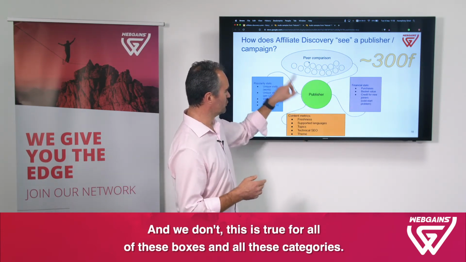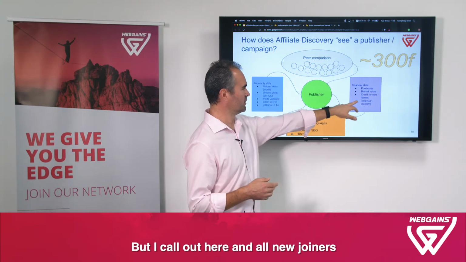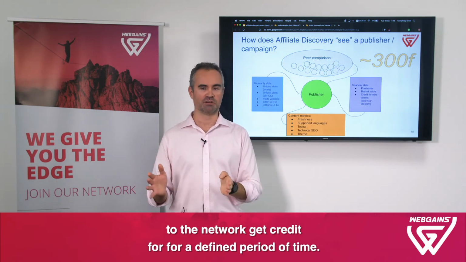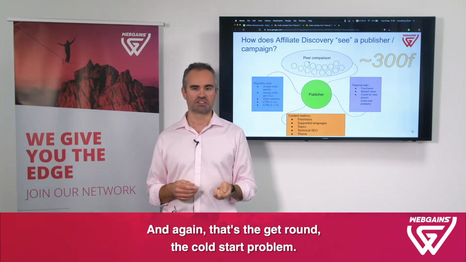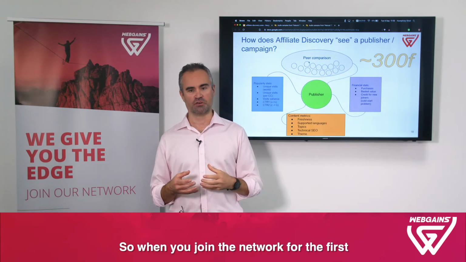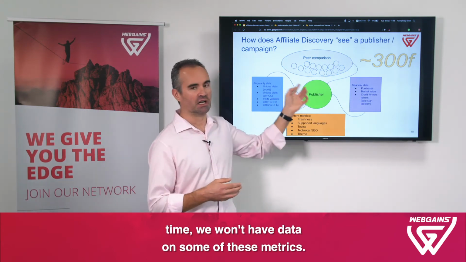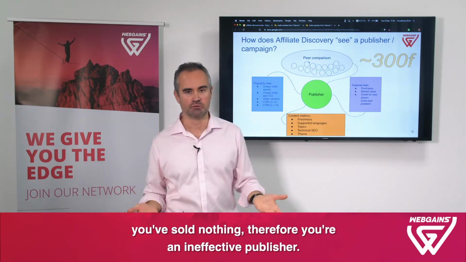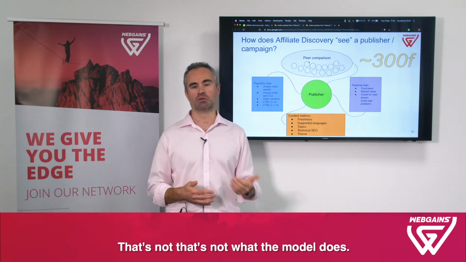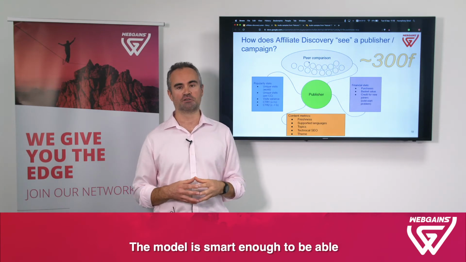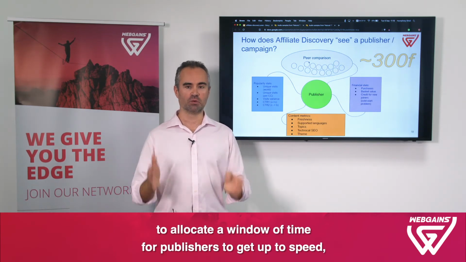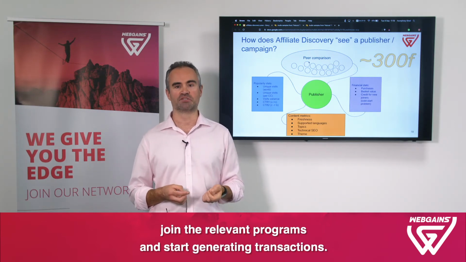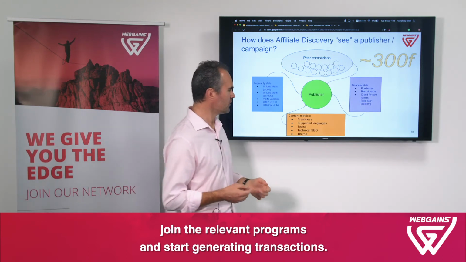This is true for all of these boxes, all these categories, but I'll call it out here. All new joiners to the network get credit for a defined period of time. And again, that's to get around the cold start problem. So when you join the network for the first time, we won't have data on some of these metrics. So we don't want to say, okay, you've sold nothing, therefore you're an ineffective publisher. That's not what the model does. The model is smart enough to allocate a window of time for publishers to get up to speed, join relevant programs, and start generating transactions.